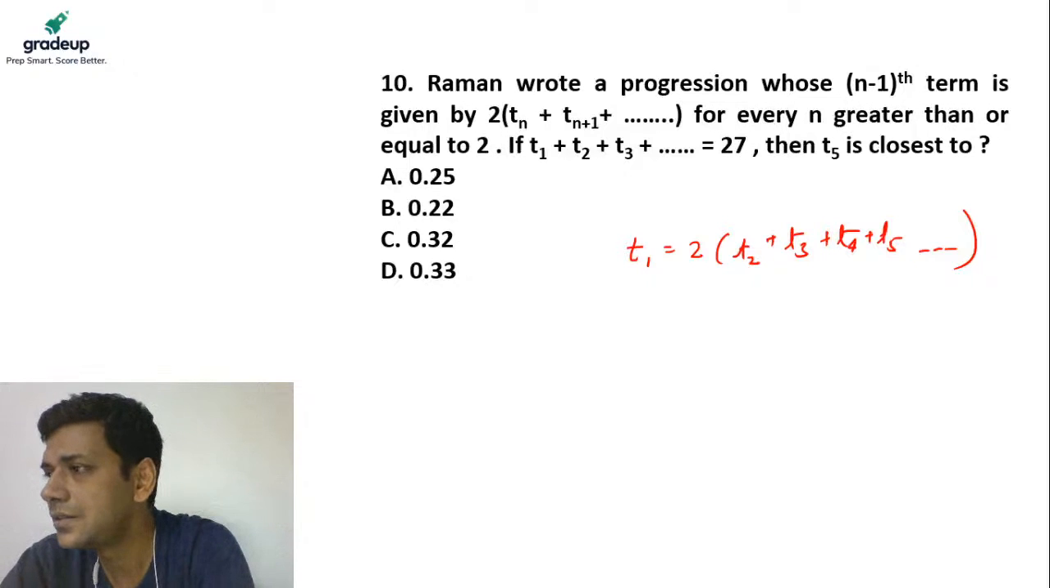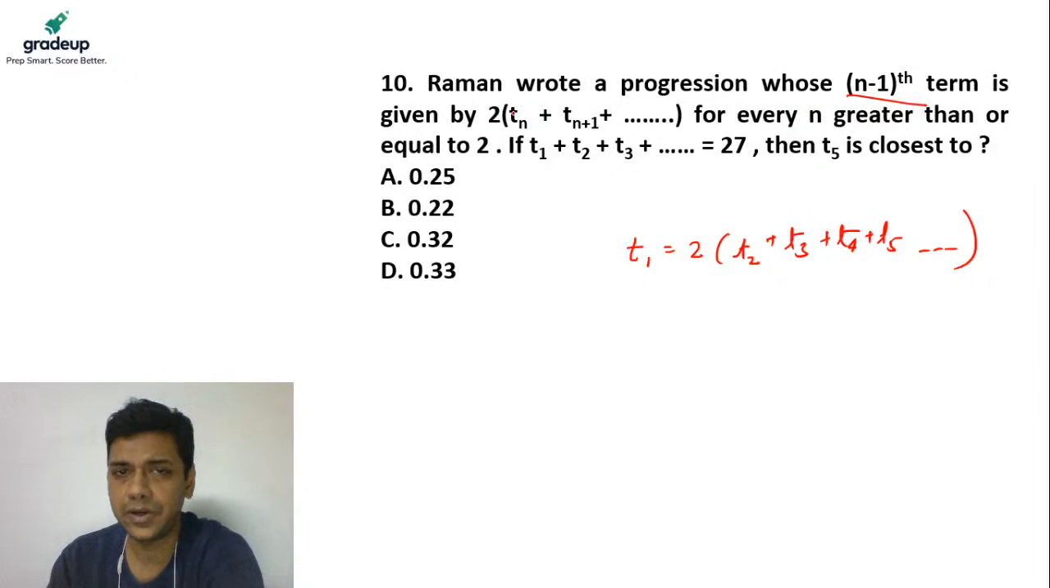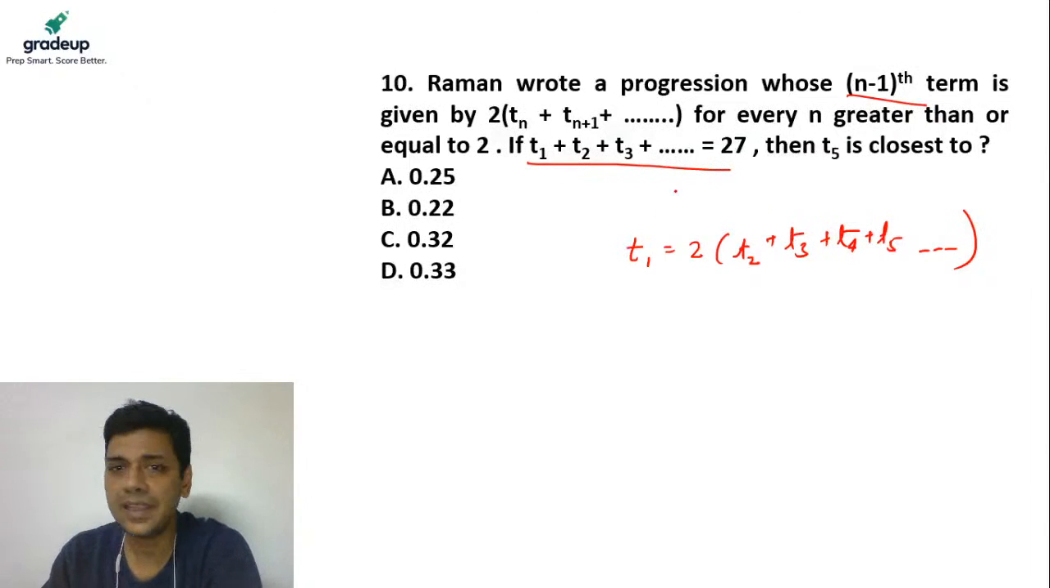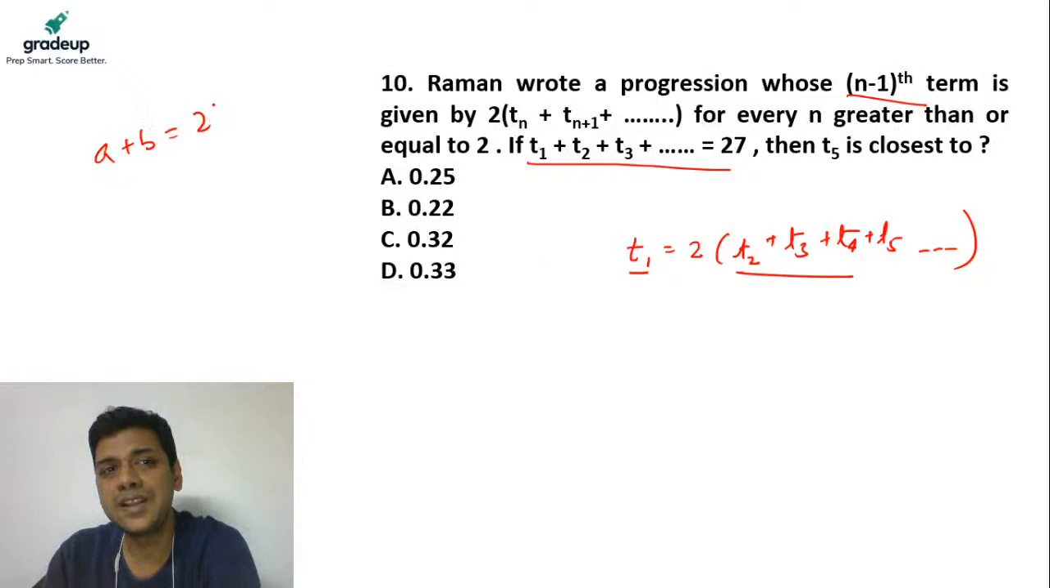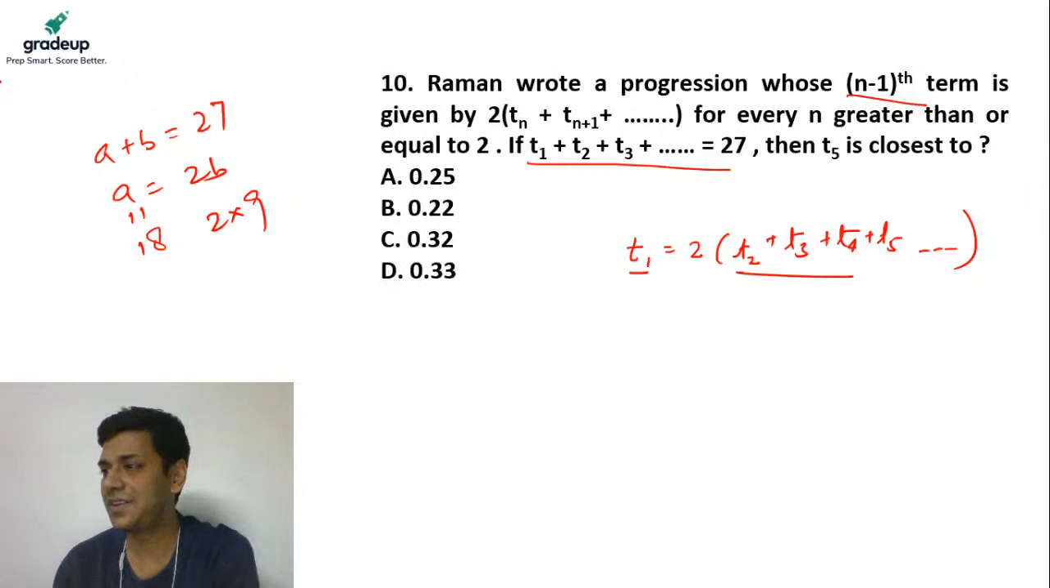Yes, the (n minus 1)th term. So if I put n equal to 2, the (n minus 1)th term means T1 equal to 2 times (T2, T3, T4, T5...). And I know the sum of all these numbers is 27. So the sum of this and this is 27. So if A plus B is 27 and A equal to 2B, can I say A will be 18 and B will be 9? Yes, the ratio is 1:2 and the sum is 27.